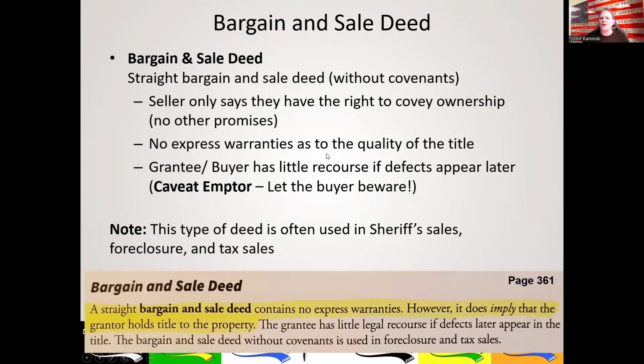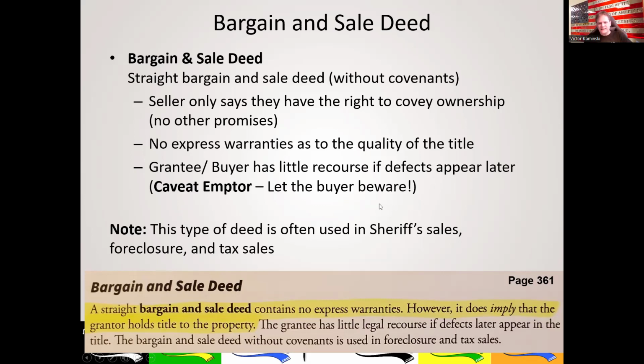So there's no express warranties as to the quality of the title, just merely that the grantor has the legal right to sell it. So the grantee, the buyer, has little recourse if defects later appear. So caveat emptor, let the buyer beware. That's how you pronounce that. It's Latin, it means let the buyer beware. Do your own due diligence before you ever purchase a property. By the way, you need to know this term for the state exam. Caveat emptor, it means let the buyer beware.